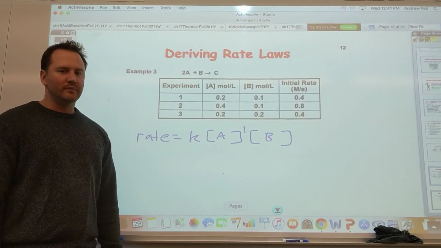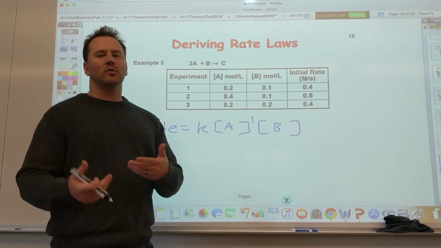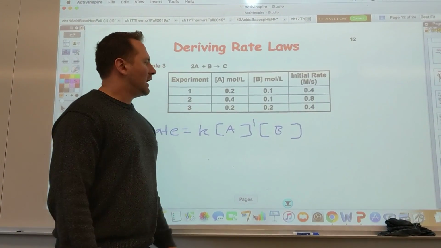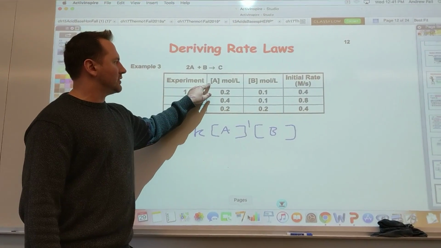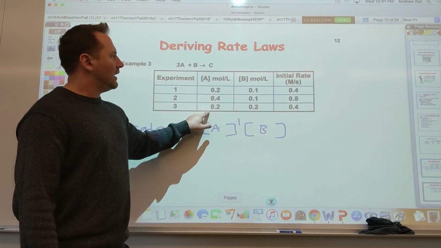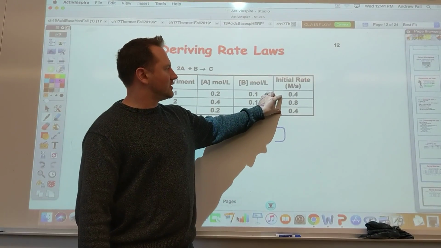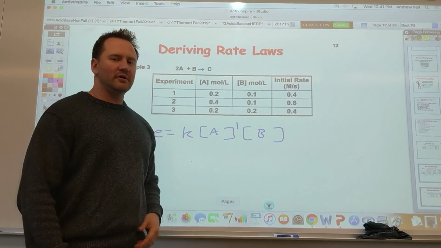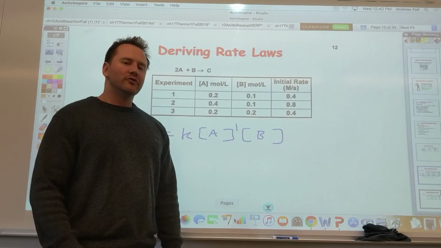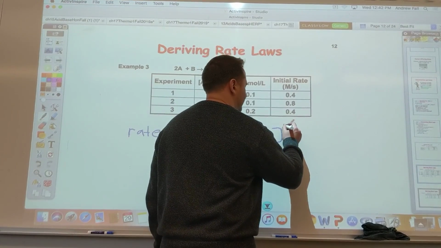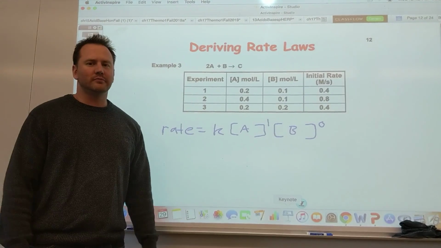Then we could take a look at reactant B's concentration, and when you change it, what kind of impact does that have on the rate of the reaction, and we'll determine the order for that as well. You can see that in experiments 1 and 3, the concentration of reactant A is held constant, and reactant B is doubled. And when we compare the rates of those two situations, we can see that doubling the concentration of reactant B had actually no impact on the rate of the reaction. So we would designate that with a value of 0. And that's how we determine orders of reaction.